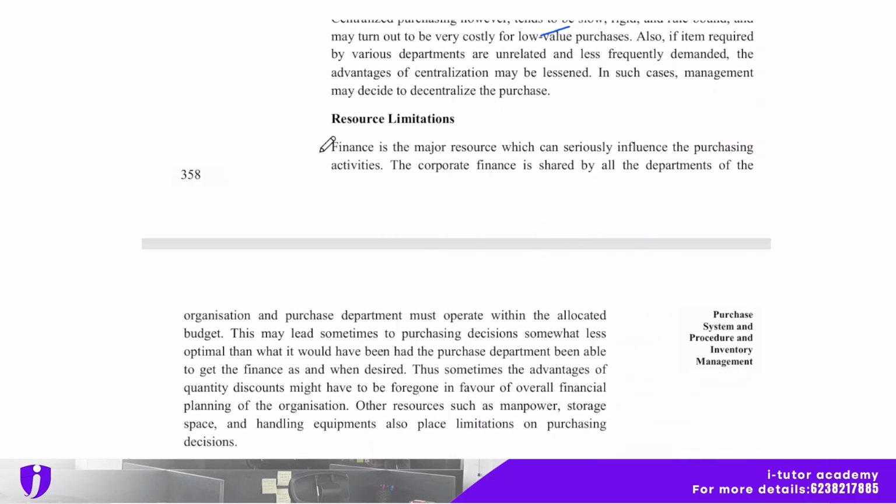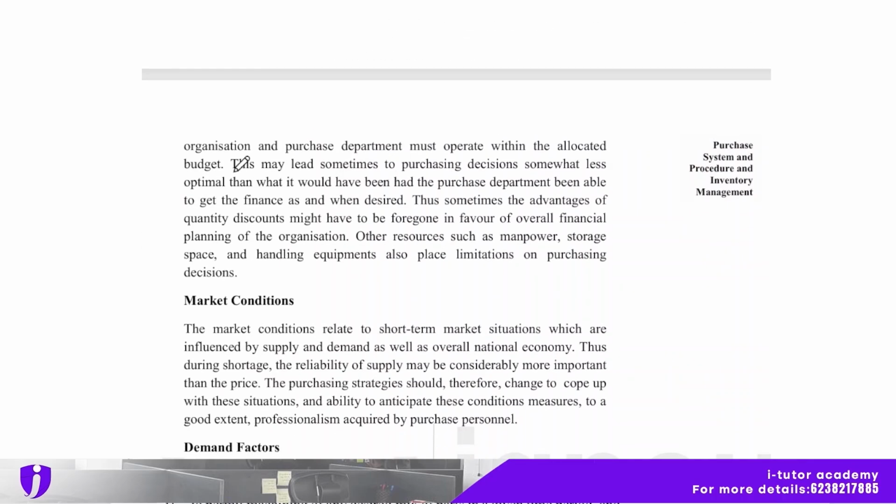Next is resource limitation. Finance is the major resource which can seriously influence the purchase activities. The corporate finance is shared by all the departments of the organization, and the purchase department must operate within the allocated budget. This may lead sometimes to purchasing decisions somewhat less optimal than what they would have been had the purchase department been able to get the finance as and when desired. Sometimes the advantage of quantity discount might have to be foregone in favor of overall financial planning of the organization.